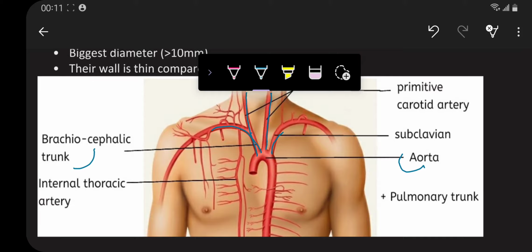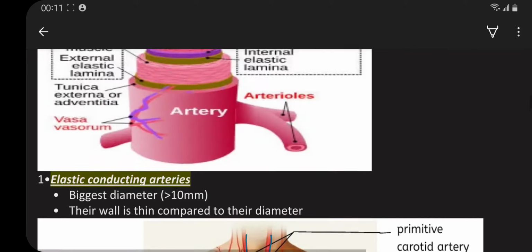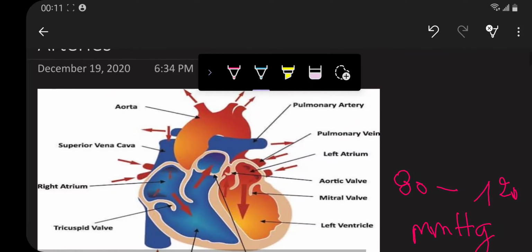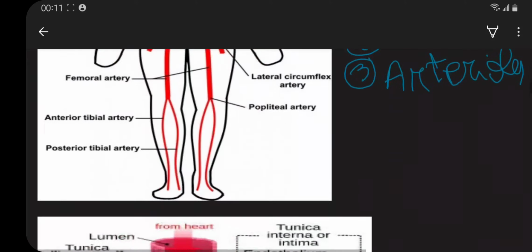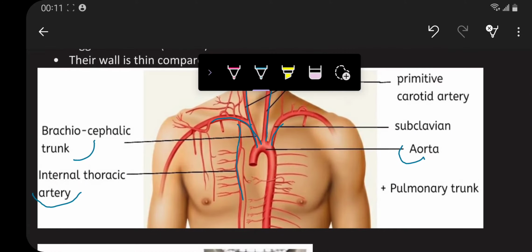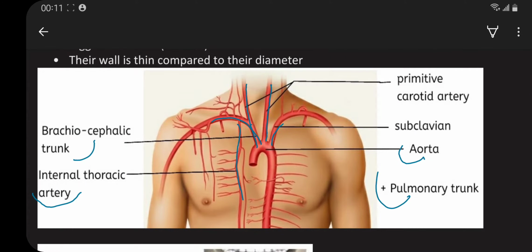And we also have the internal thoracic artery, and of course we can't forget the special one, which is the pulmonary trunk. Okay, so this one is not shown in this picture, but it's right here. Yeah, so these are these arteries.